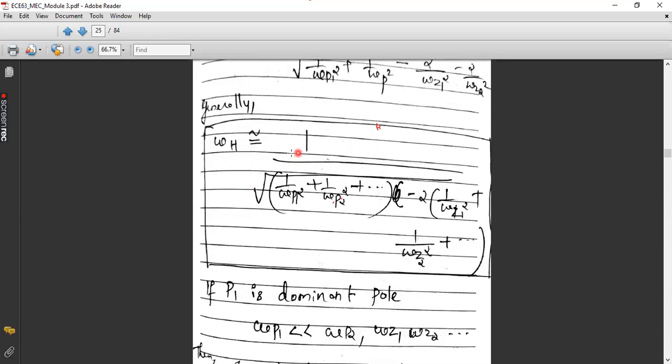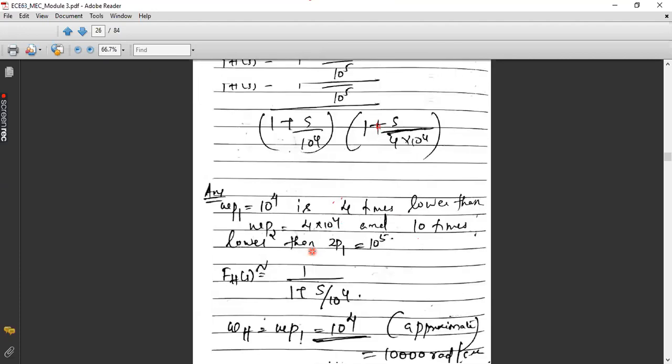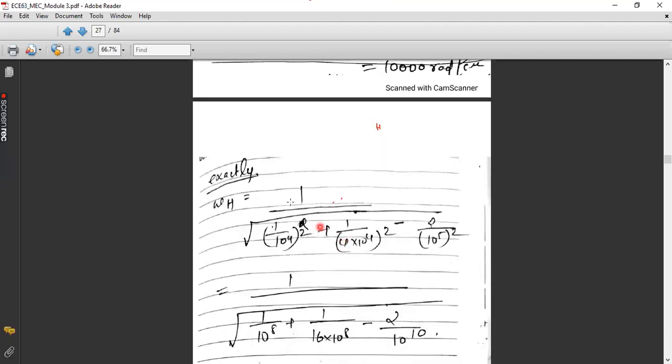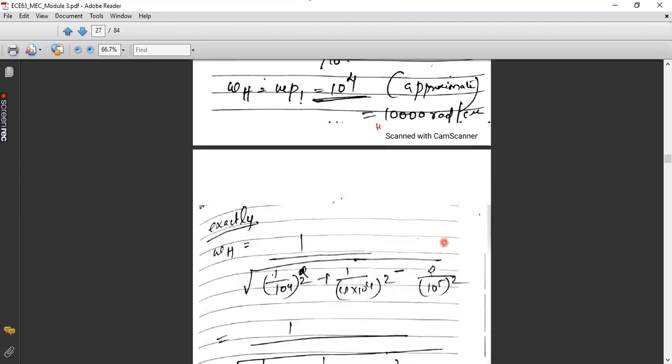So take this equation. All of you write this general equation. In that, what all terms do you have to consider? 1 divided by root of, there are two poles, right? So 1 by omega p1 square plus 1 by omega p2 square. And if you consider the zeros, there is only one zero. So minus 2 into 1 by omega z1 square. So that is my equation. After writing that equation, you will substitute omega p1, omega p2 and omega z1. Simplify and tell me the answer.